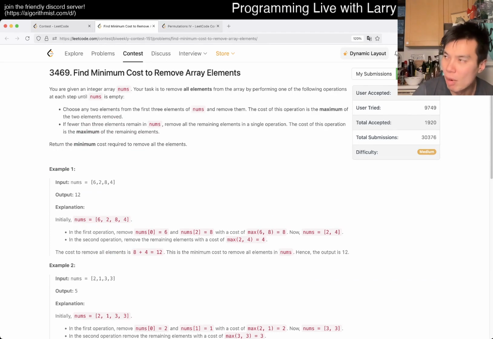Honestly, that problem, it was all intuition, so I didn't really slow down to prove it, but it makes sense. I'll draw it out later in the explanation.